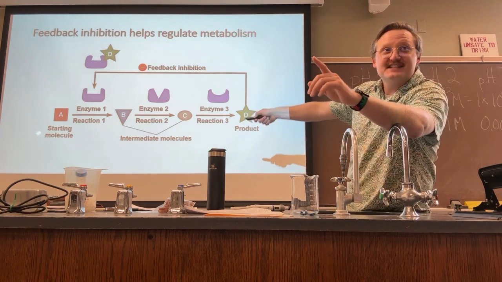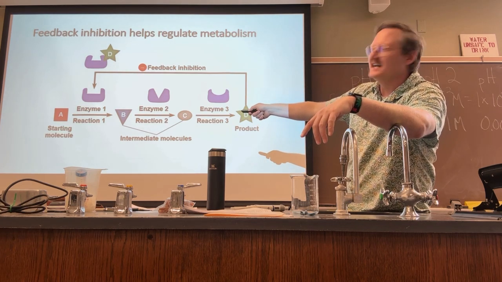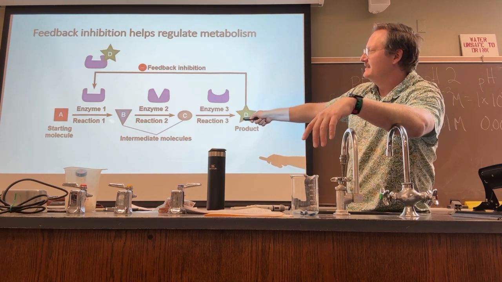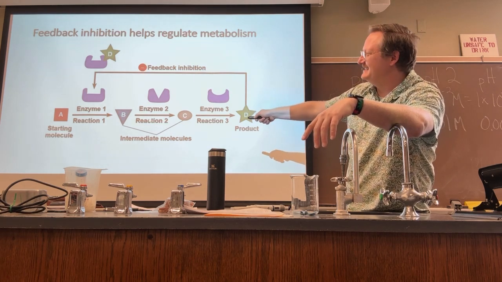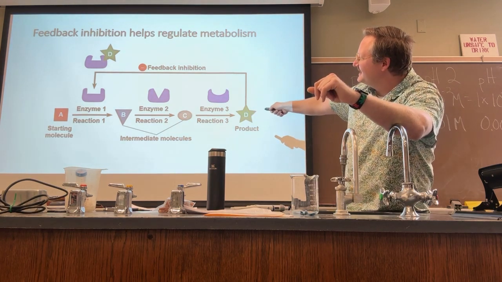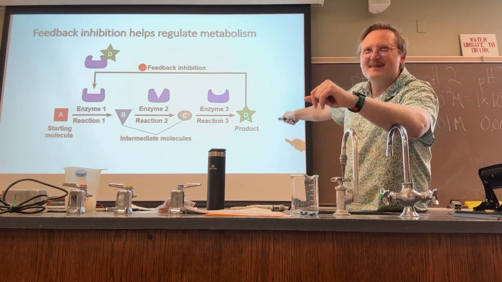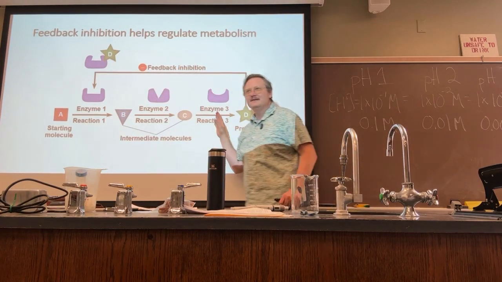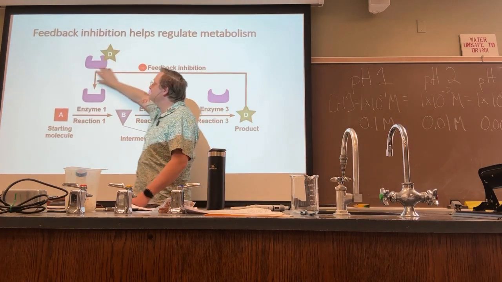So check this out. Multi-step reaction, multi-step metabolic pathway. Starting molecule A, enzyme 1 facilitates or catalyzes reaction 1, which produces molecule B. Molecule B, enzyme 2 facilitates reaction 2, which converts molecule B into molecule C. Enzyme 3 catalyzes the reaction where molecule C goes into molecule D, the end product of this multi-step metabolic pathway. So far, so good? Product D binds to enzyme 1.